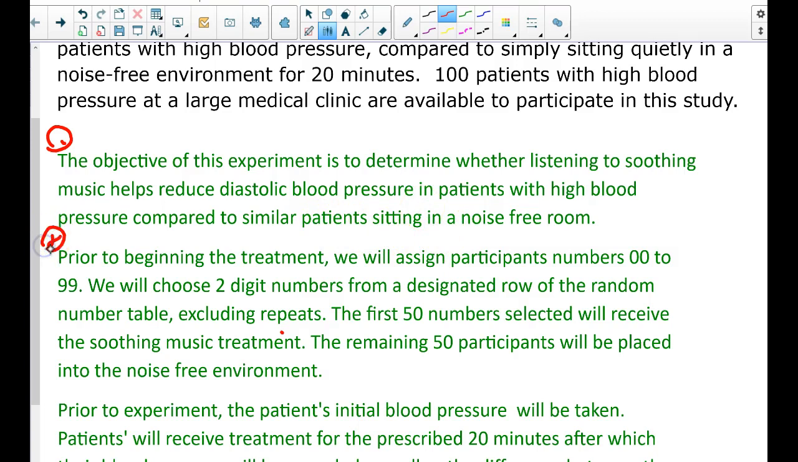For the second part, you have to decide the number of treatment groups and how you're going to randomly assign your participants in those treatment groups. In this case, we only have 2 treatment groups. We have only one factor with 2 levels. So one treatment group is going to be the music group, and the second group is going to be the noise-free group.